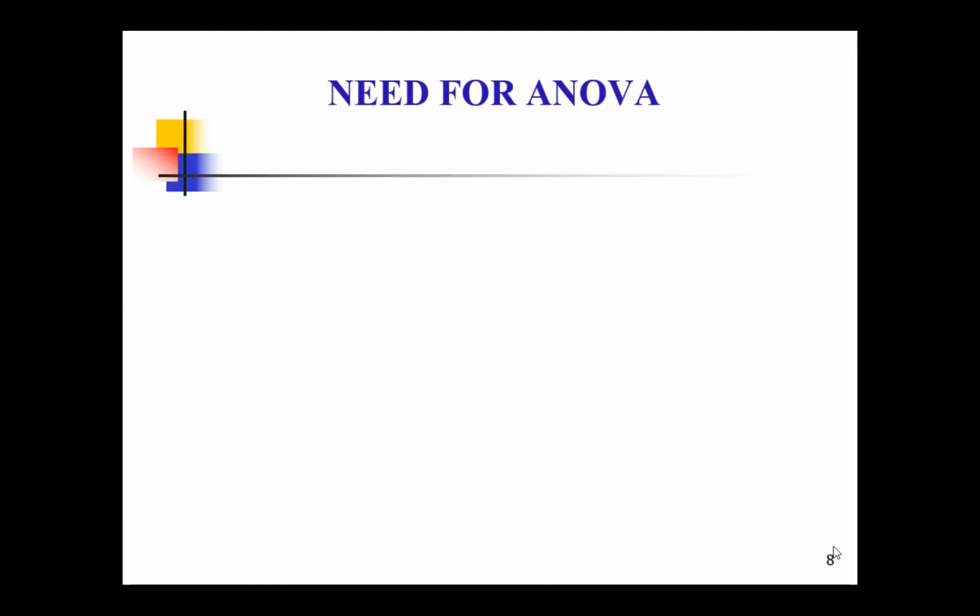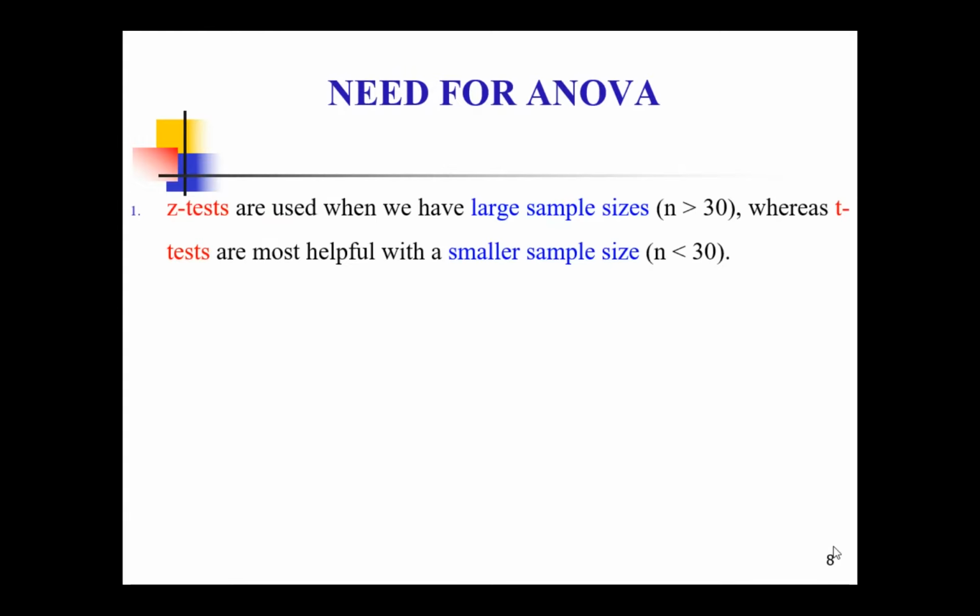So what is the need for ANOVA? Because this is a statistical tool and we are going to use this in all means. What makes ANOVA to be applied? We have different types of sampling tests, and among them the Z test and T test are more common. The Z test is commonly used when we have larger sample sizes, whereas the T test is used when the sample size is smaller than 30. So depending upon these sample sizes, we have to go with Z test or T test.